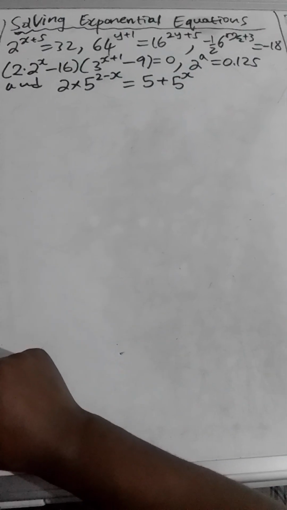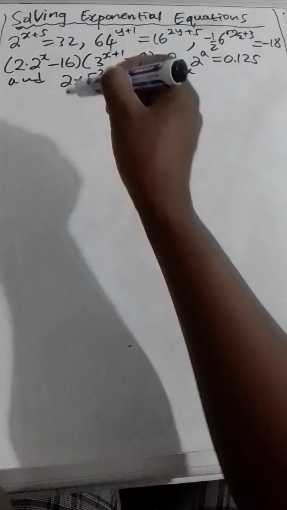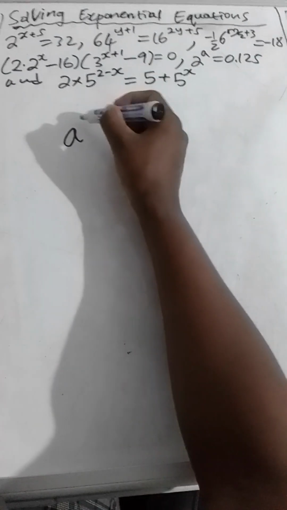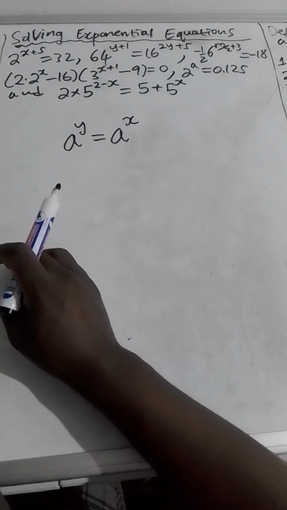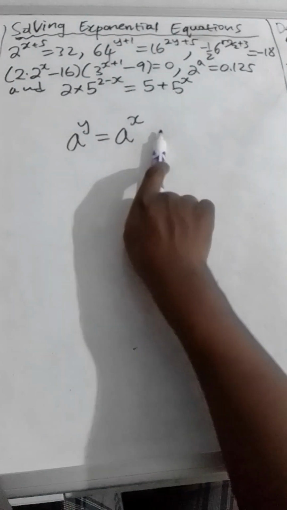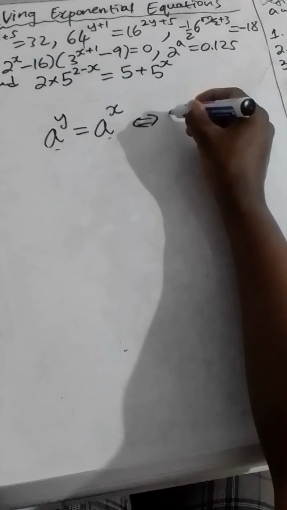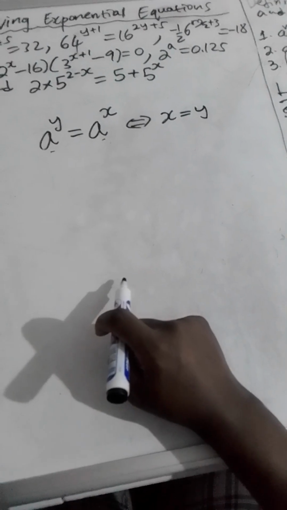So what are the main tricks that we normally use in order to solve these problems? The biggest trick here is to have two powers with the same base but different exponents. With that, we argue that because these two powers are equal and they have the same base, then their exponents must be equal. So this means that x is equal to y, or y is equal to x.